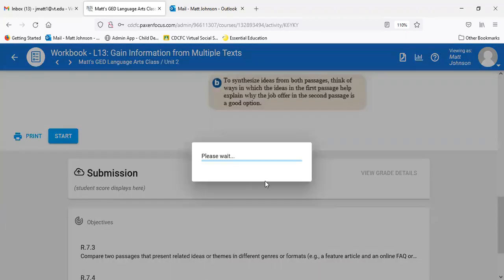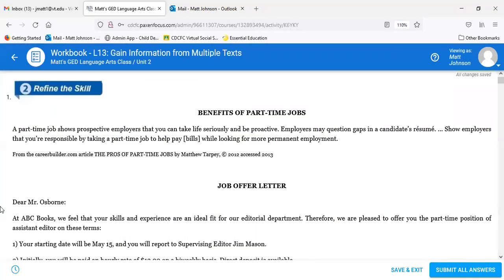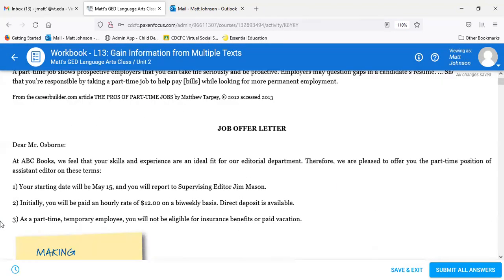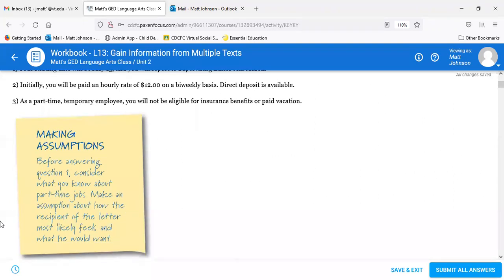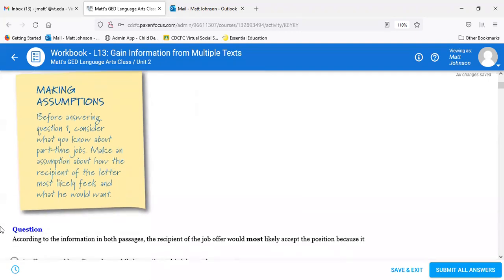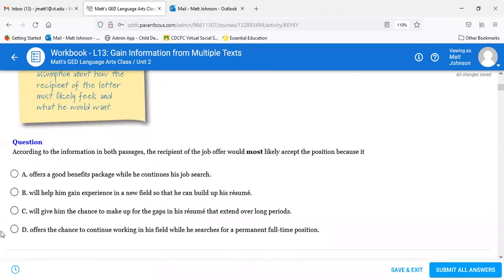Let's start up the workbook. And here about making assumptions. Before answering question 1, consider what you know about part-time jobs. Make an assumption about how the recipient of the letter most likely feels and what he would want, right? So we're thinking about the recipient of the letter here as we move into question 1. Question 1, let's go to Grace.